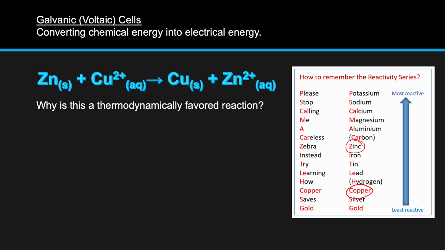In other words, zinc is higher on the reactivity series, so it is more readily losing electrons, whereas copper is less reactive, therefore it's more likely to readily gain electrons. And because electrons naturally flow from a more reactive metal to a less reactive one, this reaction occurs spontaneously, giving the negative delta G and then producing that electrical energy.